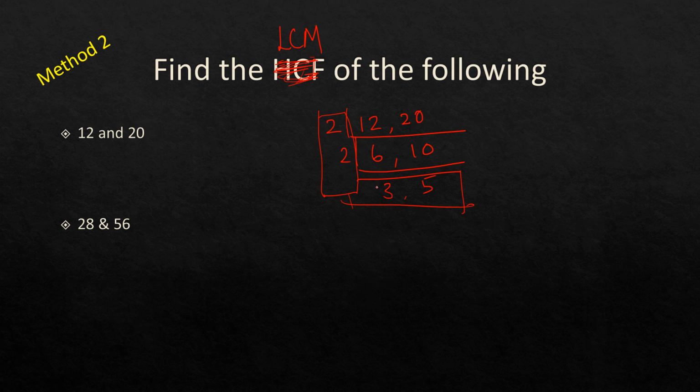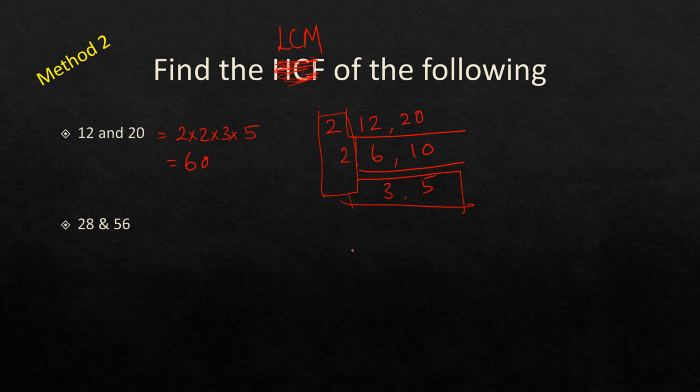So 2 times 2 times 3 times 5. 2 times 2 is 4, 4 times 3 is 12, 12 times 5 is 60. So that is the answer.